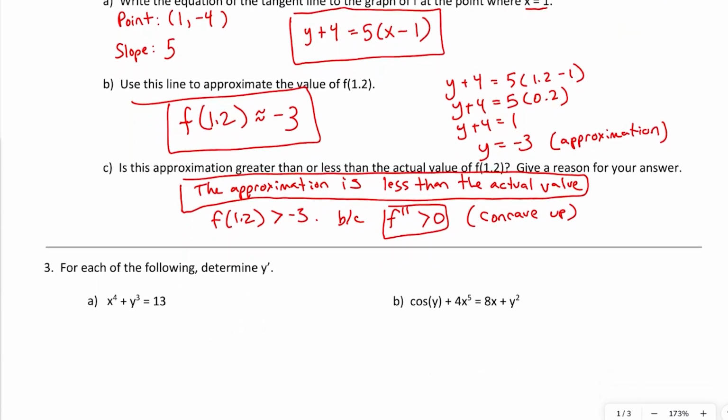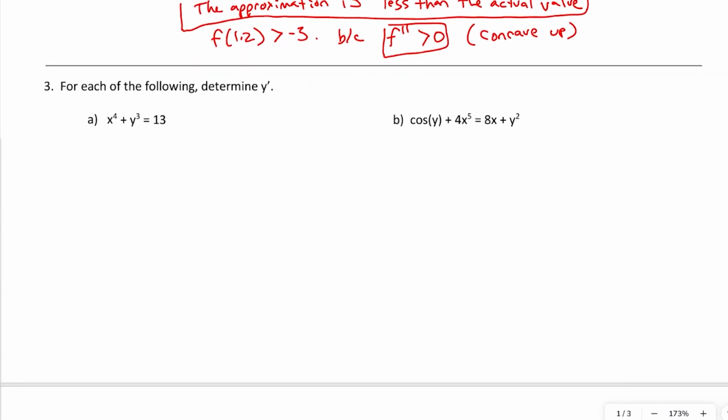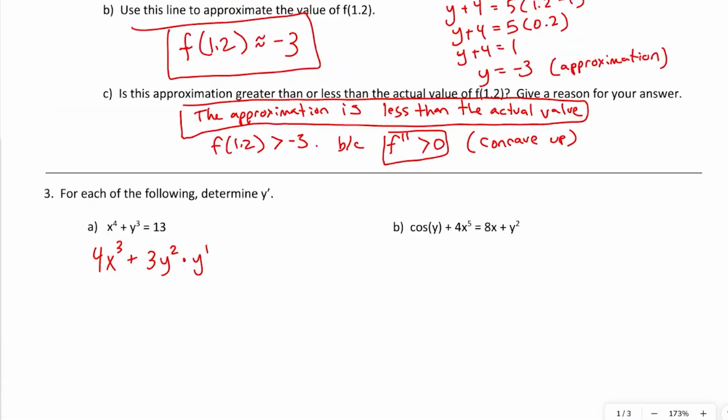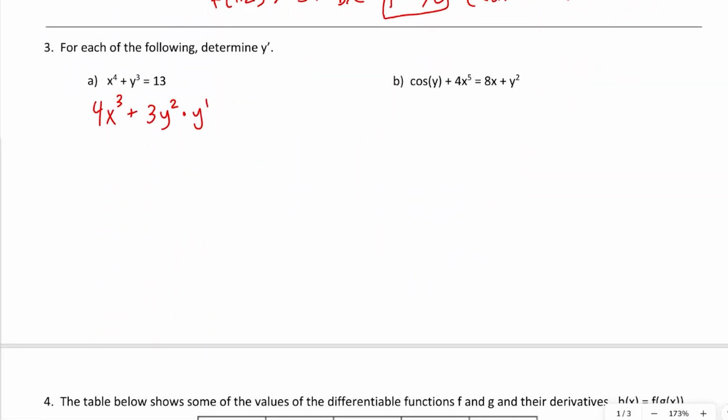Okay, let's take a look at number 3. It says for each of the following determine y prime. So we're just continuing to practice some implicit differentiation here. And so we'll start with A, and we're going to differentiate both sides. So the derivative of x to the fourth with respect to x is going to be, using the power rule, 4x cubed. And then we could do something very similar with the y, although we're going to treat y like it's a function of x, and multiply this by the derivative of y, using the chain rule. The derivative of any constant is 0.